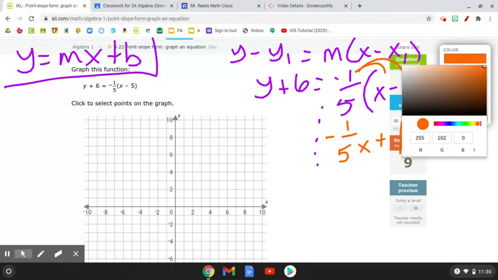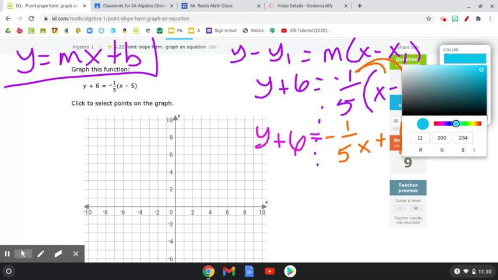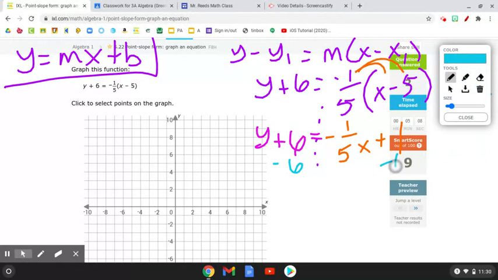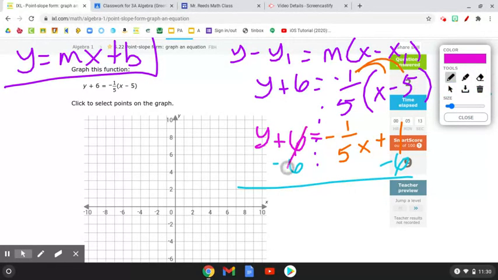Then we're going to bring down everything else that we haven't used yet, which is y plus 6 equals this now. So we want to get y by itself. To do that, I'm going to have to subtract 6 from both sides, and what we do to one side, we have to do to the other. These will cancel. All that's left is y equals negative 1/5 x, and 1 minus 6 is going to give me negative 5. So now I have this in slope-intercept form.